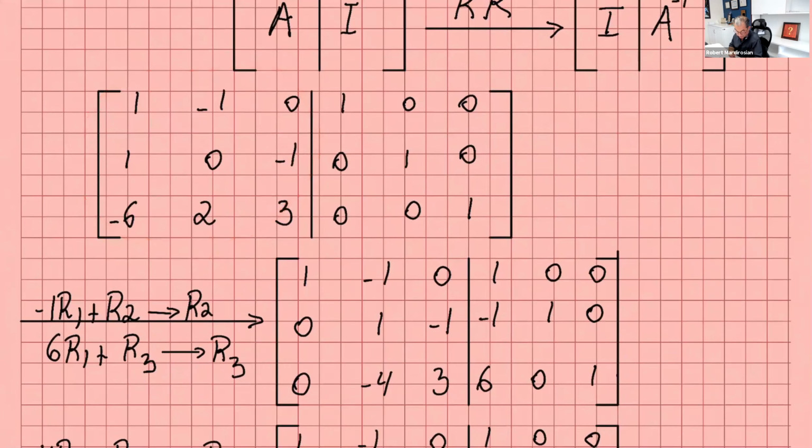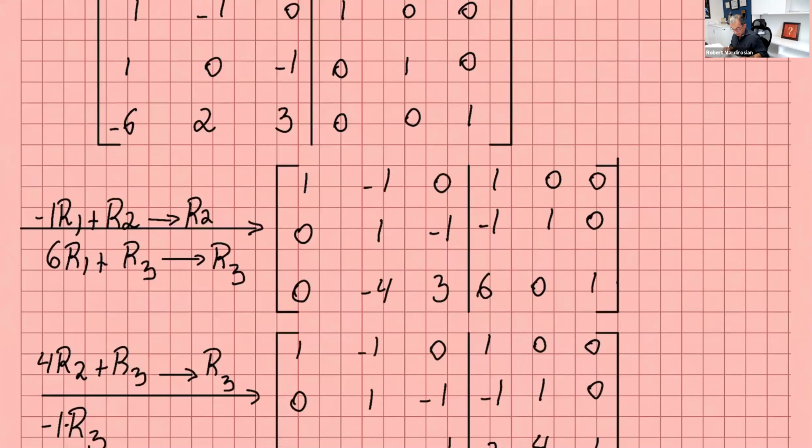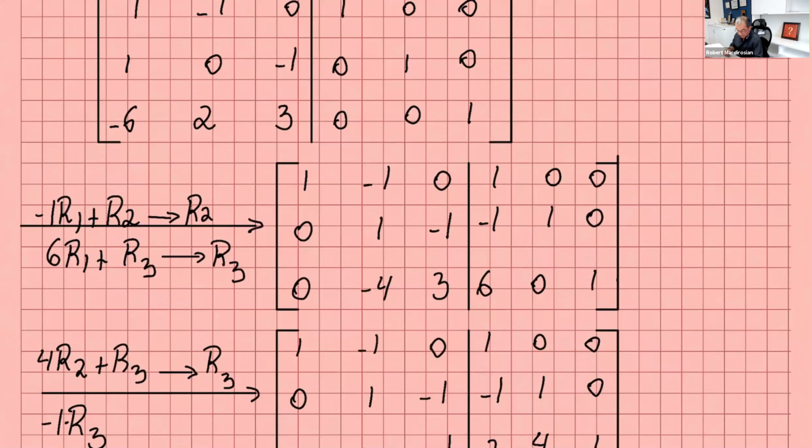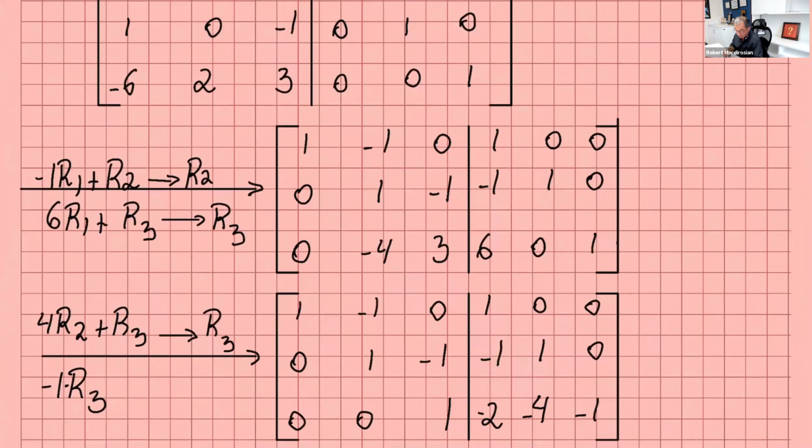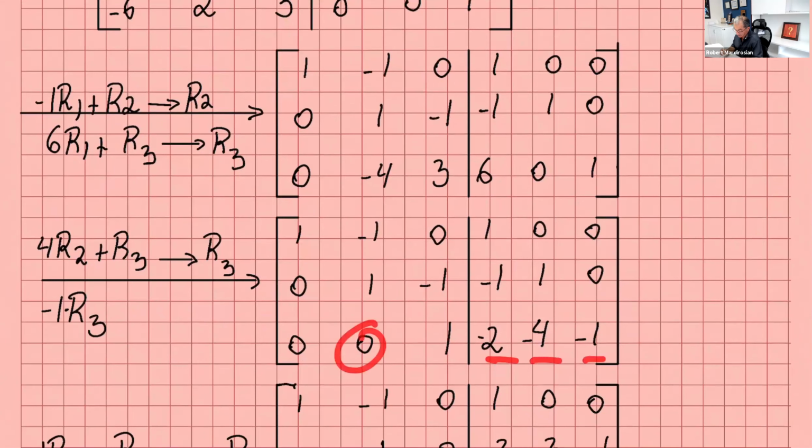So you can do -1 R1 plus R2, and that's going to change R2, and 6 R1 plus R3, that's going to change R3. So you want to basically make these two 0, and you do that for every single entry. Then of course you want to make this 0, so you can say 4R2 plus R3, and that's going to change R3, and if you do that, that becomes 0, and again you do it for every single entry.